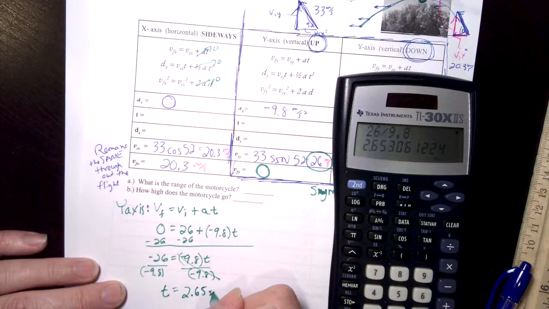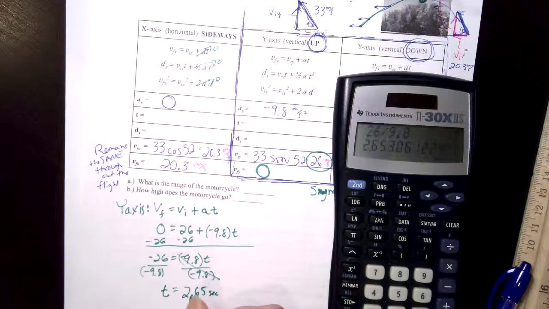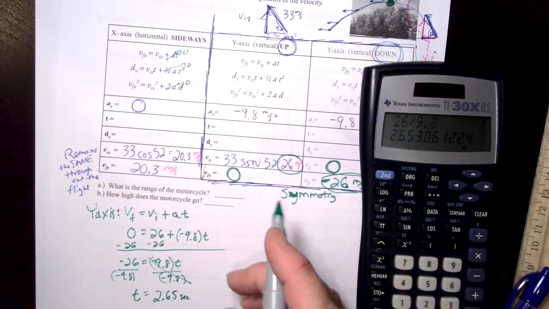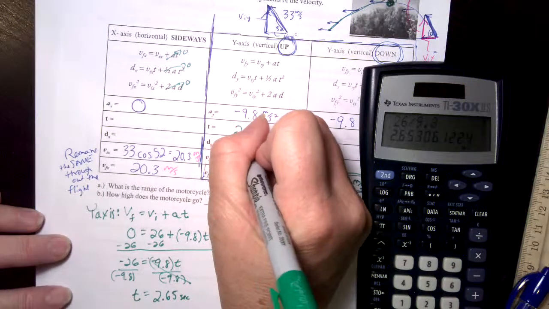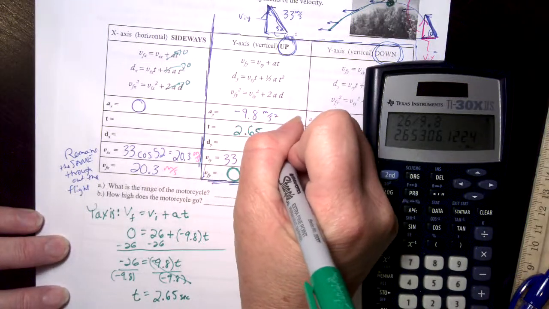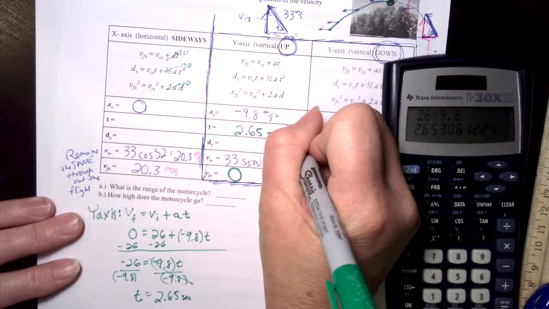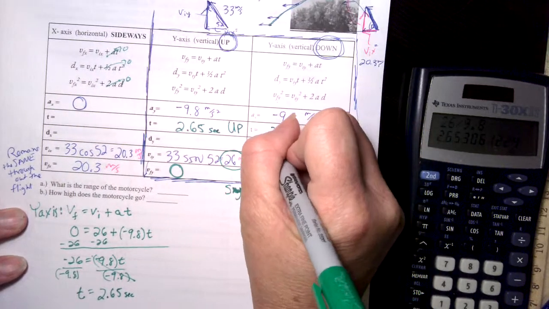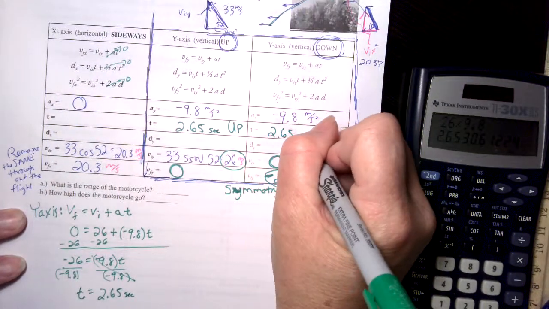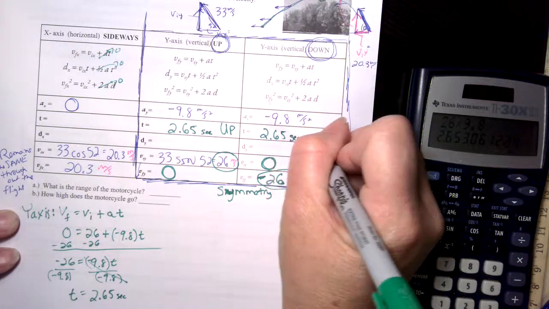I'm going to keep the time as 2.65 seconds. I'm not going to notice much time going up. So 2 seconds to go up. I don't know how realistic that is, but whatever. 1001, 1002. All right, pops back down. So now I'm going to put 2.65 seconds up, 2.65 seconds down.